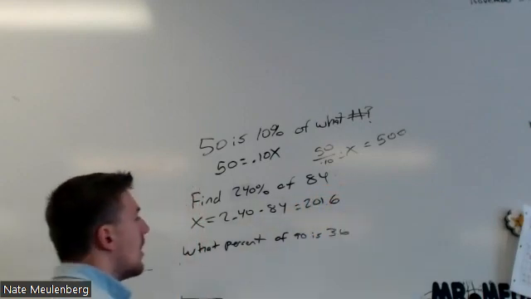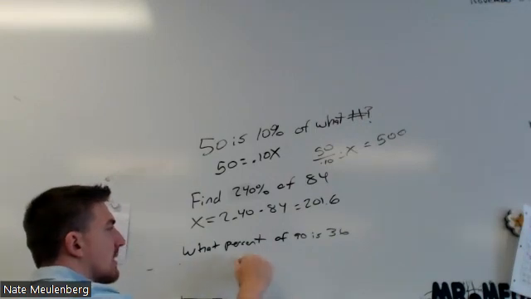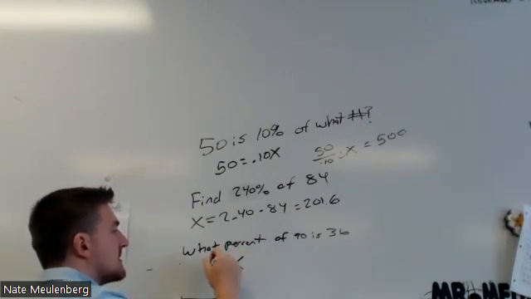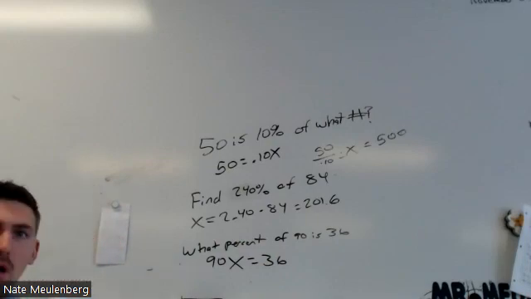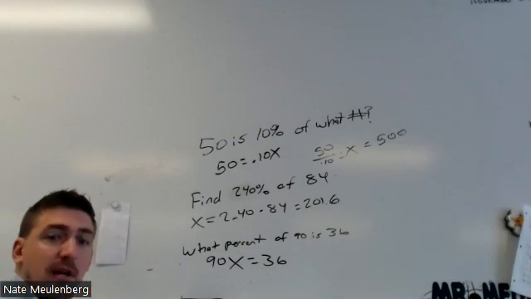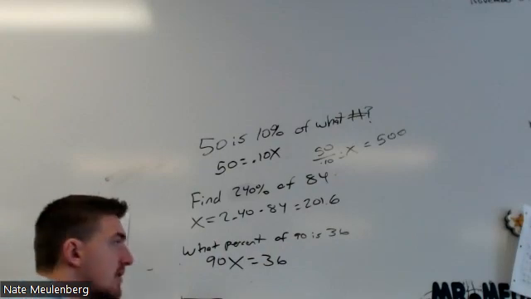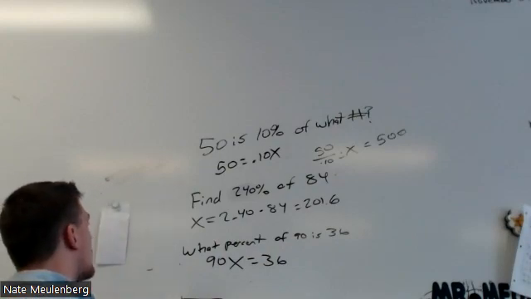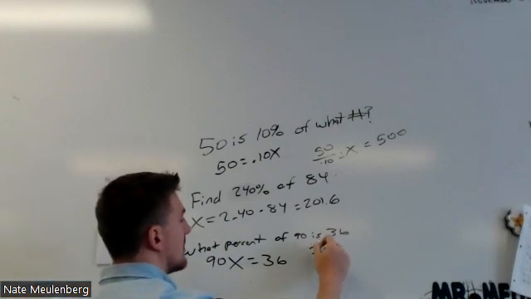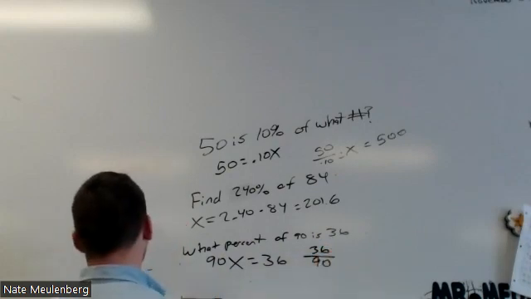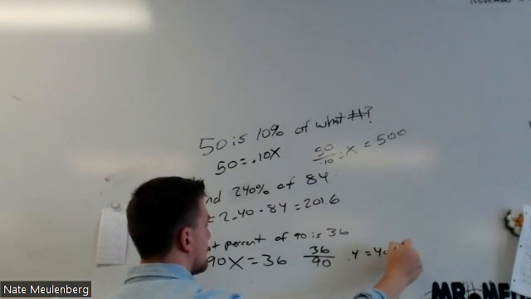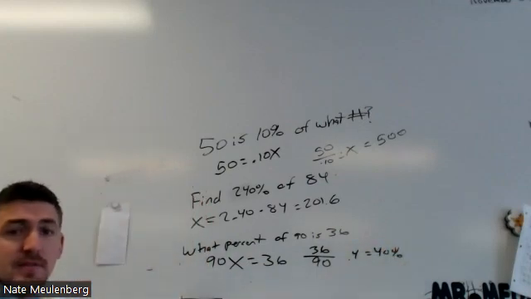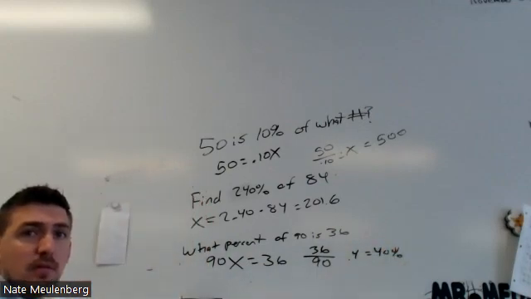Very good. What percent? That's going to be X of 90. That's X times 90 equals 36. What's the opposite of multiplying everything by 90? Dividing. So 36 divided by 90. When you do 36 divided by 90, you get 0.4, and you need to write that as a percent, so it's 40%. Make sense? Easy enough? Okay, 2 more.